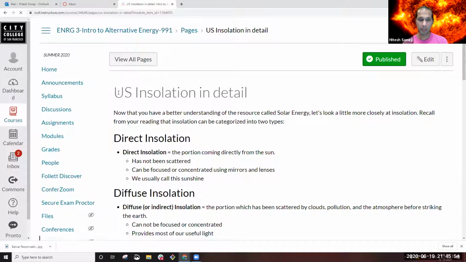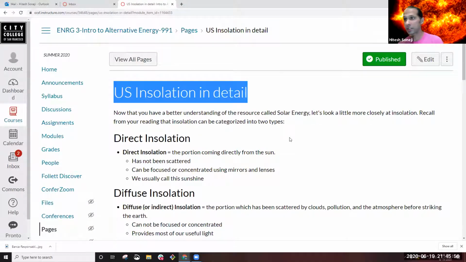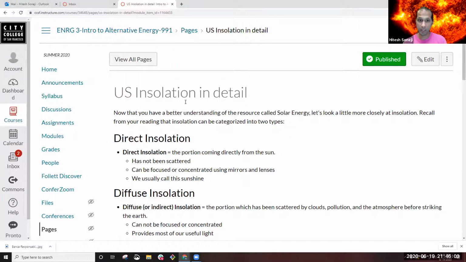Then we dig into looking at US insolation in detail. So insolation is a fancy word for the energy coming from the sun and striking the earth. And you'll notice it's insolation. It's not Owens Corning. It's not the Pink Panther. It's not that stuff you put in your building. It's insolation, and the sol actually has its roots in the word for the sun.